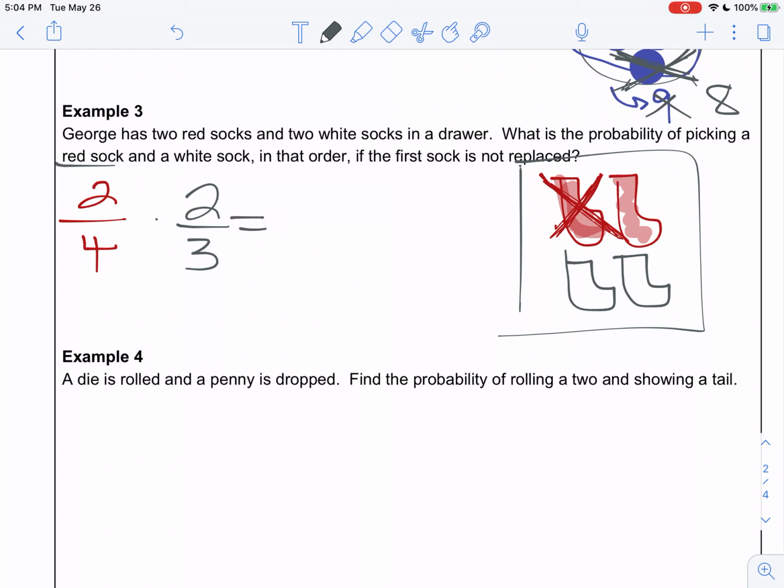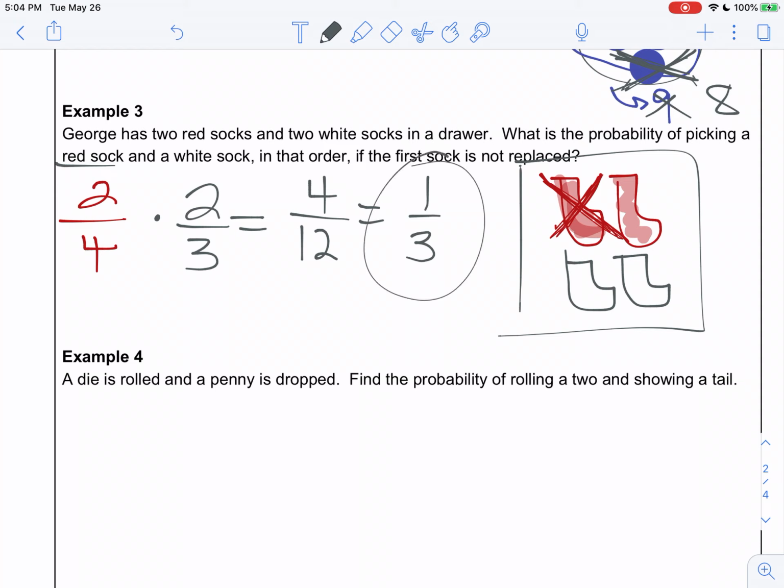This is a dependent event because what happens the first time impacts what happens the second time. So I'm going to multiply numerators and denominators. 2 times 2 gives me 4. 4 times 3 gives me 12. And we simplify to 1/3.